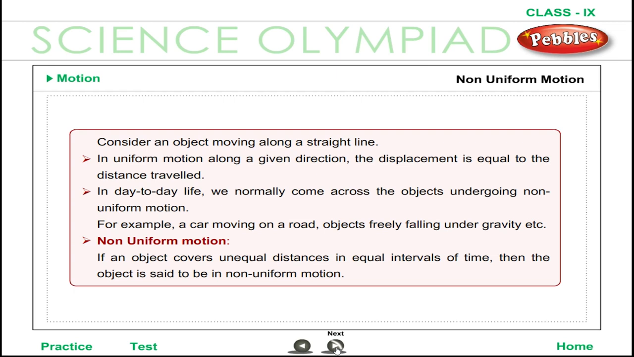Non-uniform motion. Consider an object moving along a straight line. In uniform motion along a given direction, the displacement is equal to the distance traveled. In day-to-day life, we normally come across the objects undergoing non-uniform motion. For example, a car moving on a road, objects freely falling under gravity, etc. Non-uniform motion. If an object covers unequal distances in equal intervals of time, then the object is said to be in non-uniform motion.